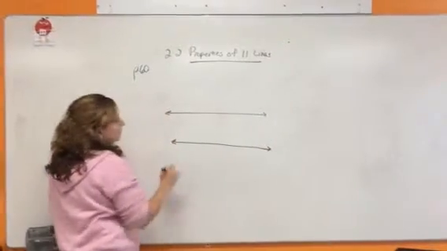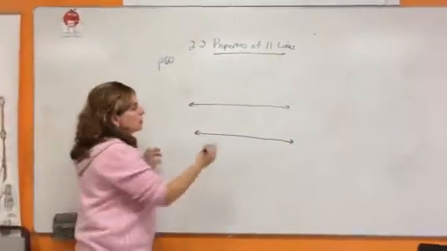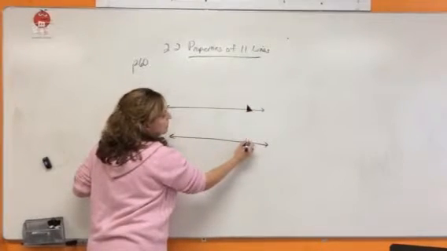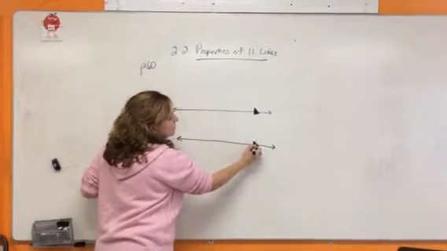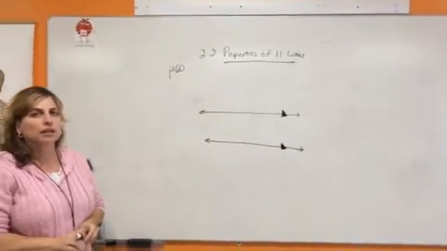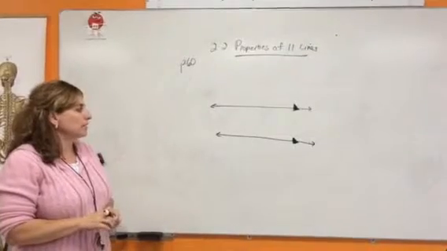The way we can tell that they're parallel is we can draw these two little arrows and color them in. So if you see those two little arrows on two lines, that means that these two are parallel. And we already said that parallel lines mean that the two lines will never touch.